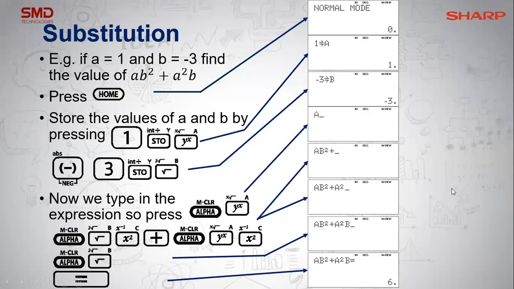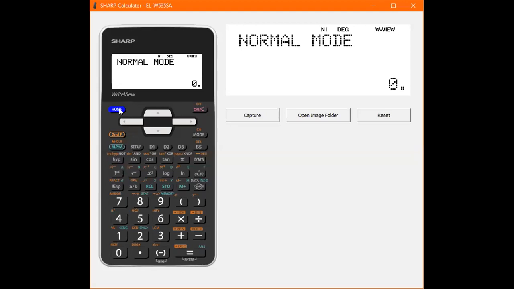So of course, we can also do substitution, and it's really quite nice and easy to do on the calculator as well. So I'm just going to go home and I'm going to save values. So I'm going to store different values into my A and B. So in my example, I've got A is equal to 1 and B is equal to -3.